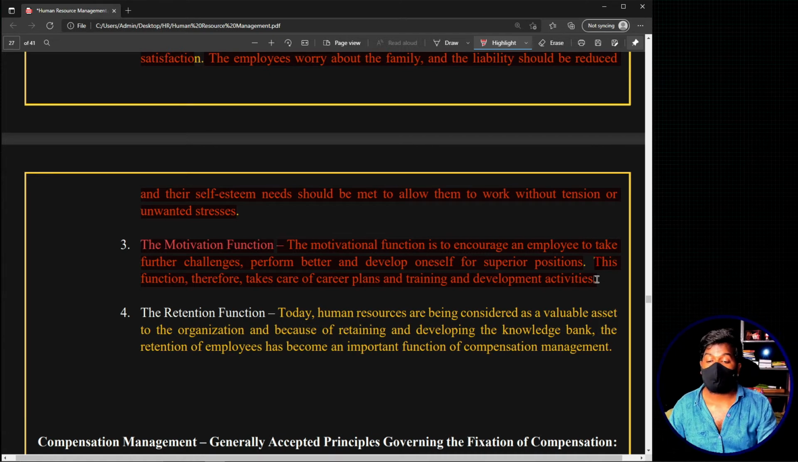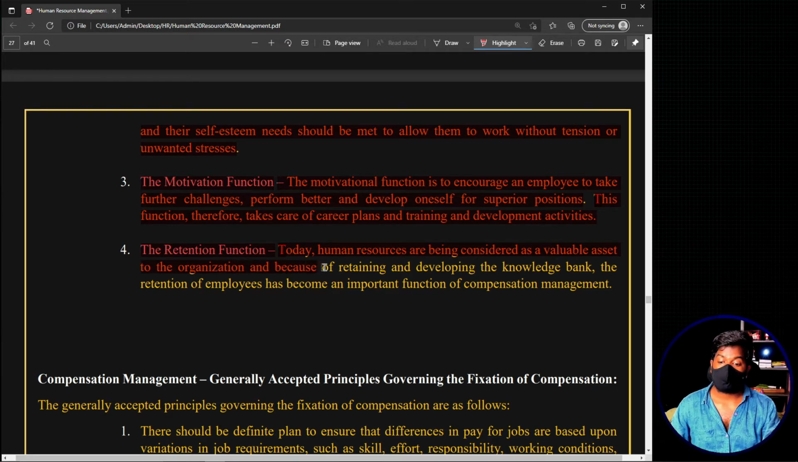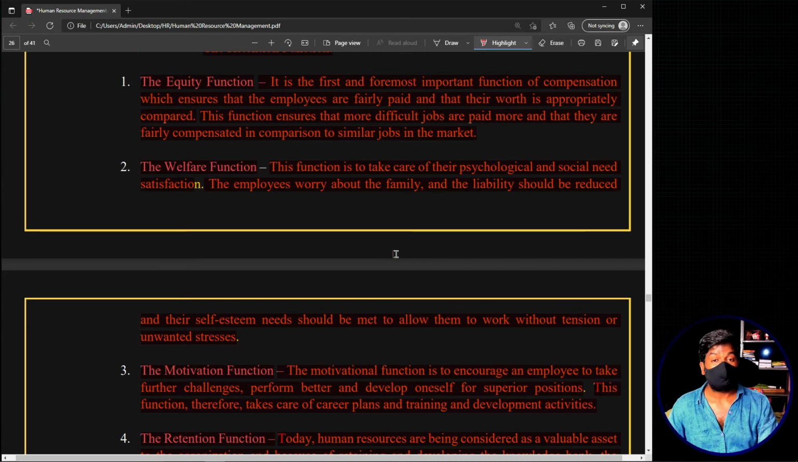Now the fourth function is the retention function. That means this entire concept of compensation management is also used for retaining the human resource in an organization. Today human resource is considered a valuable asset to the organization, and because of retaining and developing the knowledge bank, the retention of employees has become an important function of compensation management. So basically these four are the major objectives or functions of compensation management in an organization.